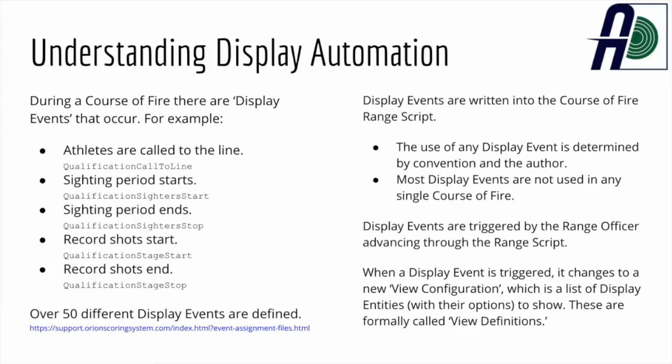One of the technologies that we built into the MM100 is what we call display automation. And what that is, at kind of a human level, during a course of fire, there are certain events that happen. For example, athletes are called to the line. The sighting period starts. The sighting period ends. Record firing starts. Record firing ends. And a lot more. And again, at a human level, we kind of understand what those events are.